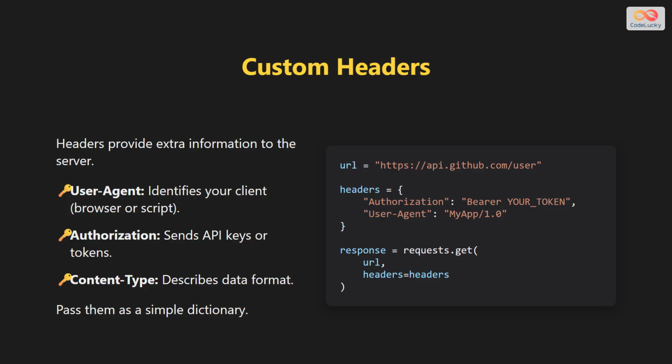Headers allow you to send extra metadata to the server. You might need to set a user agent to identify your script, or send an authorization token to access a private API. You can do this by creating a simple dictionary of your headers and passing it to the headers argument in your request function.